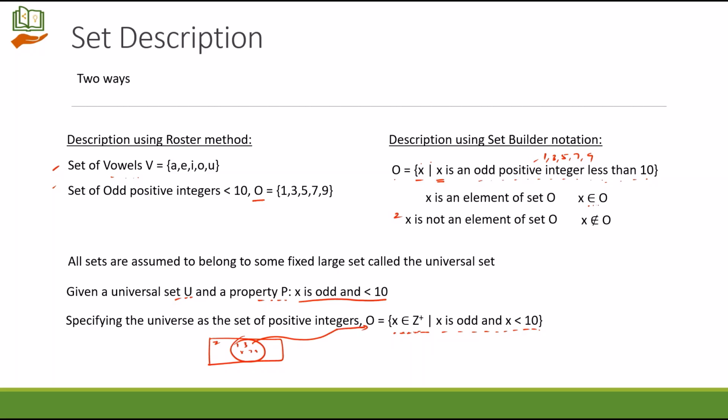So when you represent a rectangle and inside that you represent a set, it means you are specifying the set along with the universe. Next we'll see about Venn diagrams. What are Venn diagrams? They are pictorial representations of sets.